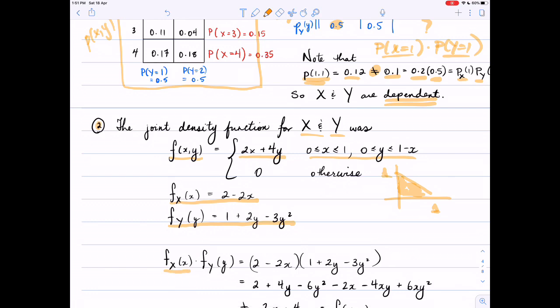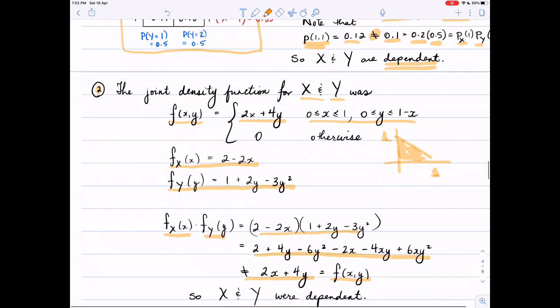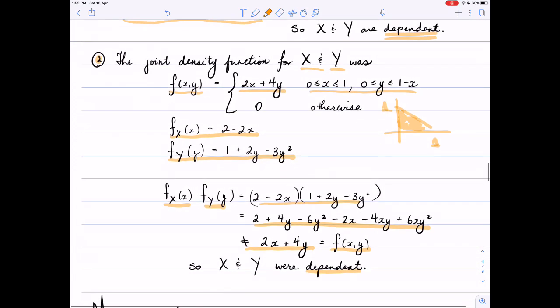If you multiply the marginal of x times the marginal of y, you expand, and you will see quite clearly that this is not equal to this for many, certainly not for all values of x and y. So the product of the marginals does not give the joint density. And so x and y were again dependent in that previous case. So both cases that we looked at were dependent.